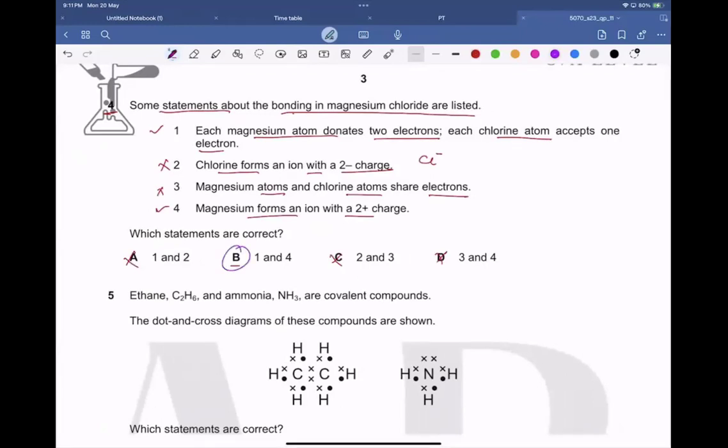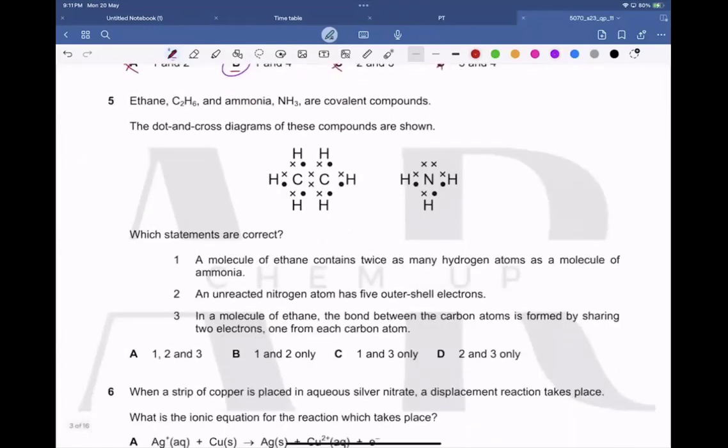Okay. Now, question number 5. Ethane, C2H6, and ammonia, NH3, are covalent compounds. The dot and cross diagrams of these compounds are shown. Which statements are correct? A molecule of ethane contains twice as many hydrogen atoms as a molecule of ammonia. Yes, if you see, it seems correct. An unreacted nitrogen atom has 5 outer shell electrons.